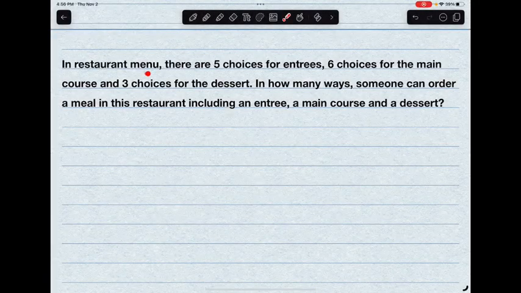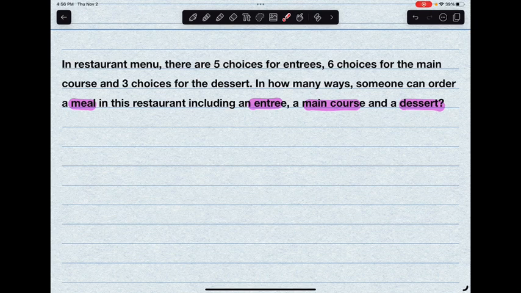In a restaurant menu, there are 5 choices for the entree, 6 choices for the main course, and 3 choices for the dessert. Now the question is, in how many ways can someone order a meal in this restaurant, including an entree, a main course, and a dessert? For a meal, it includes 3 parts: entree, main course, and dessert. These 3 choices must happen at the same time for the total action of selecting a meal.